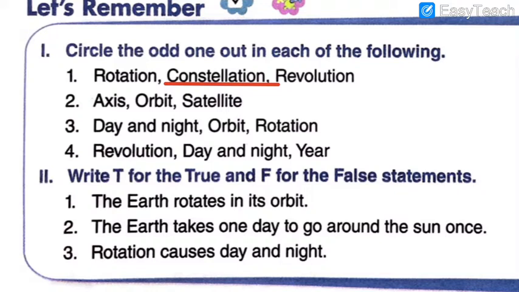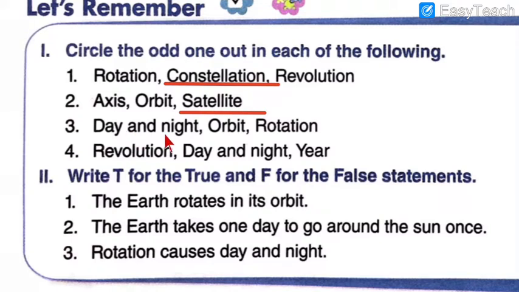Axis and orbit? No. Satellite. Earth rotates on its own axis and it revolves on its orbit. So axis and orbit again are related to the rotation and revolution of the earth respectively. And satellite is not related to the axis or orbit at all. That is why it is the odd one.